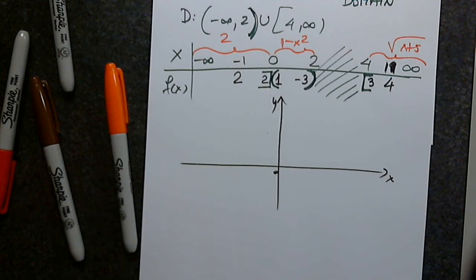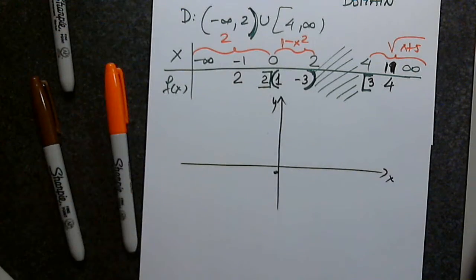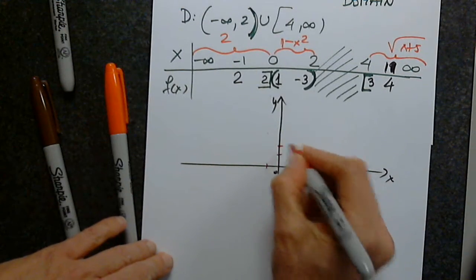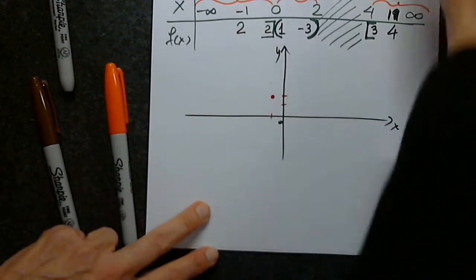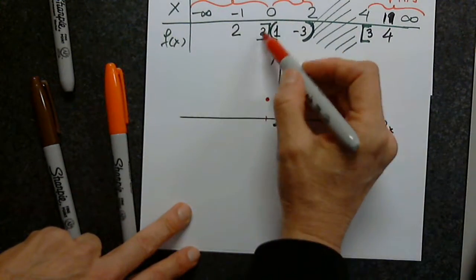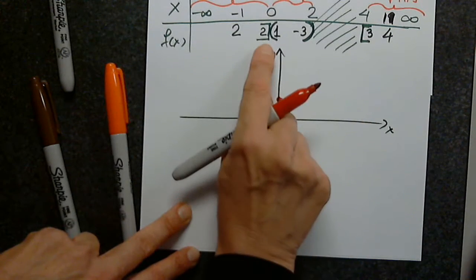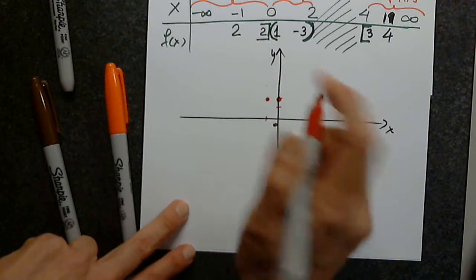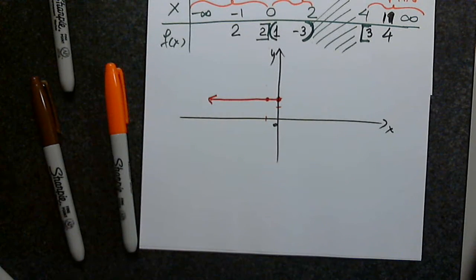Okay. So I start from left to right. And I start with -1, 2, which is this point. Then 0, 2, which is this point. And it is a full point. Why? Because it's a bracket here. And now I'm ready to graph. It's a horizontal line, a linear function, y equals 2. Only between -∞ and 0.